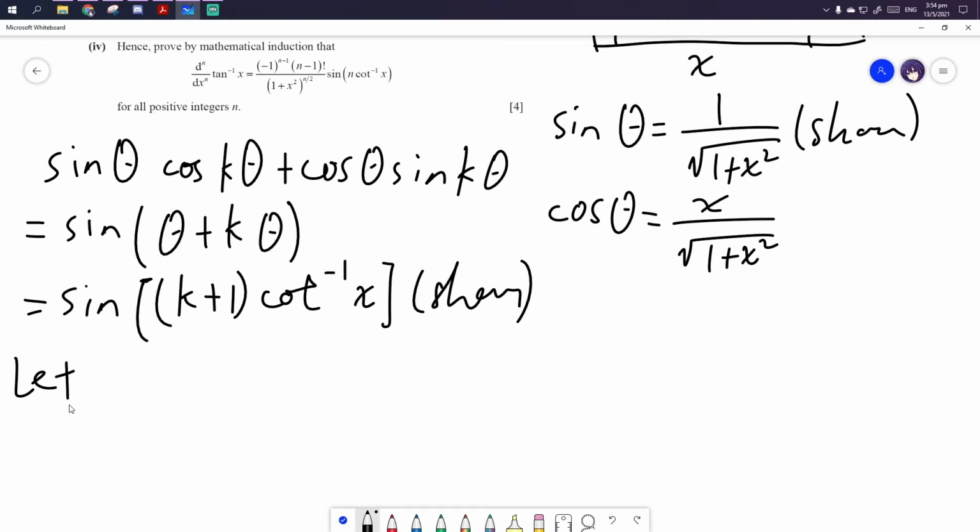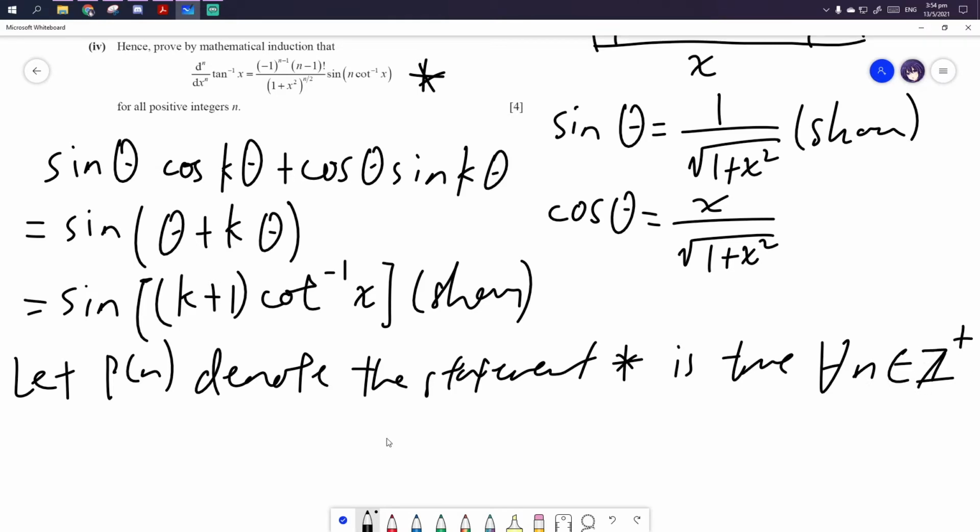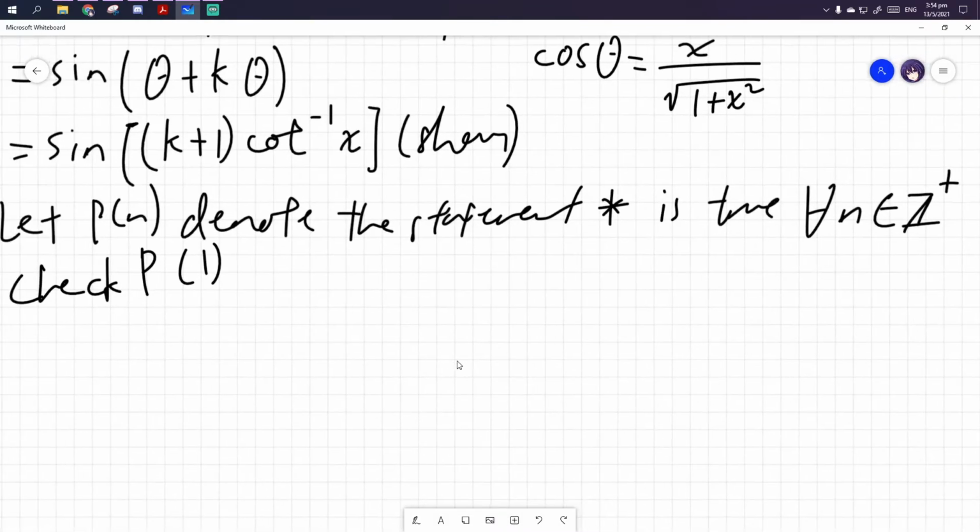So we do the standard: let Pn denote the statement. I'm too lazy, so I'm just going to asterisk this. Okay, is true for all n in the positive integers, right? Okay, so we will check P1 to start, because that's the smallest positive integer.